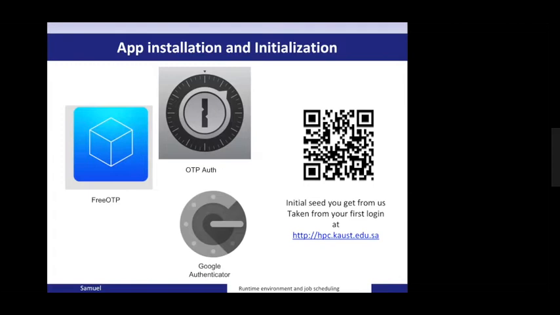For OTP applications, you've got 3 obvious choices here. And then you can visit our website for getting the initial seed as well. This is provided to you by the systems team, as a QR code. You can use this QR code to create the OTP in Google Authenticator, OTP Auth, or FreeOTP.